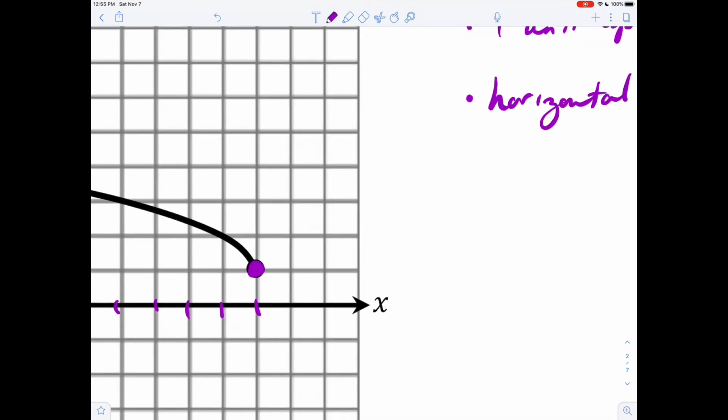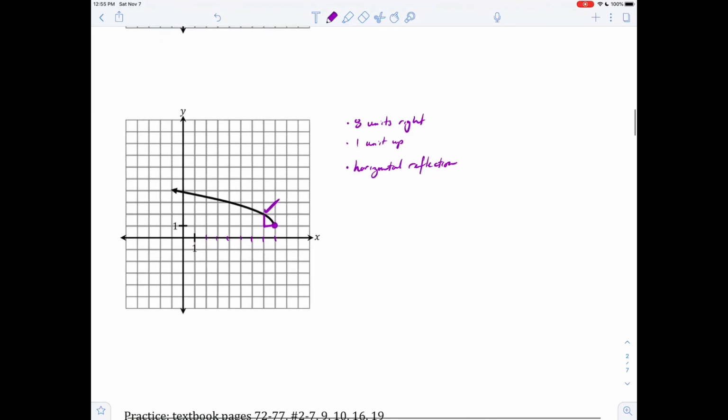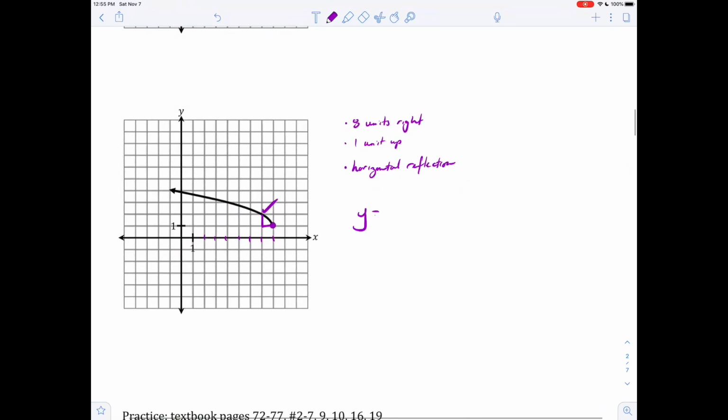Well, here's that point that would have been 0, 0. Normally we would go over 1, up 1. But there's been a horizontal reflection, so our over 1 must be the other way. Over 1, up 1, checks out. So there's no other stretch or compression factor. And this one is just straight up y equals the root of negative x minus 8 plus 1.